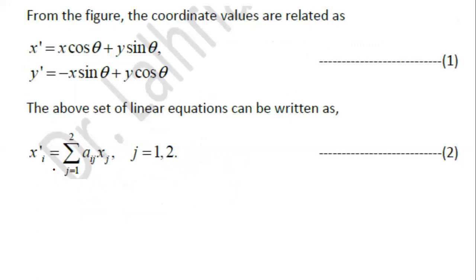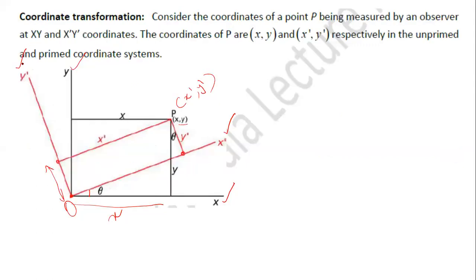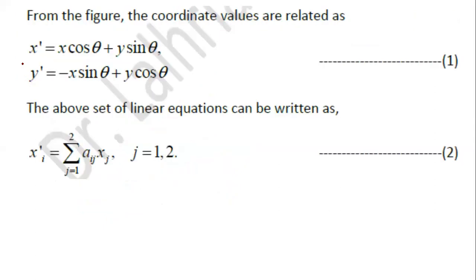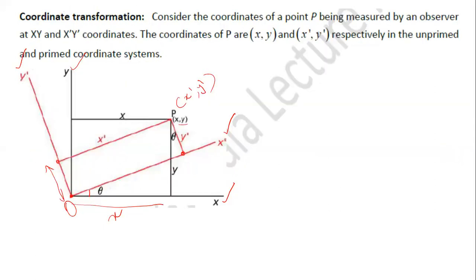From the figure, you can see that x prime is equal to x cos theta plus y sin theta. So this is your x prime. Now let us try to write down x prime in terms of the x and y coordinates. This is x prime and this is x.